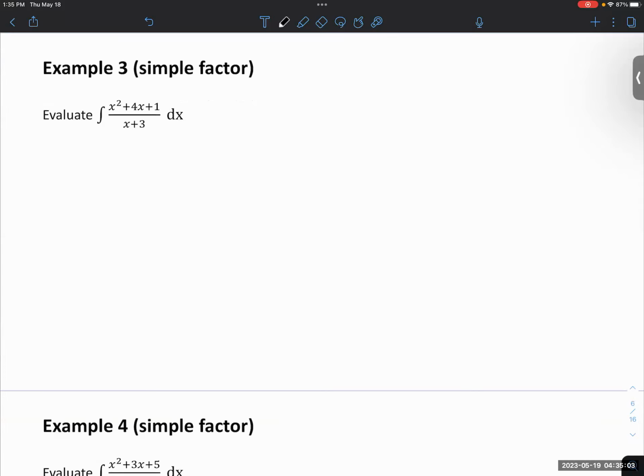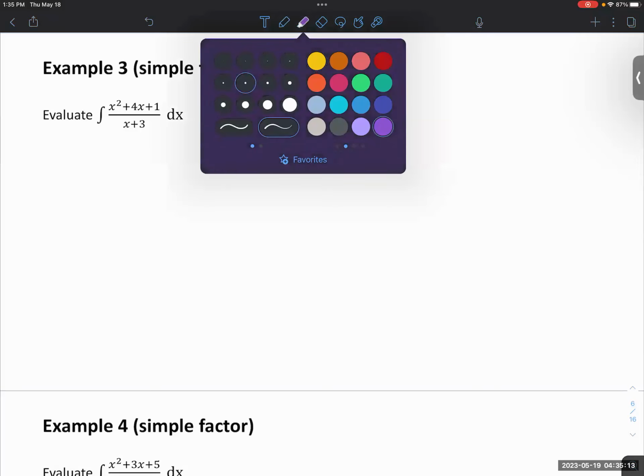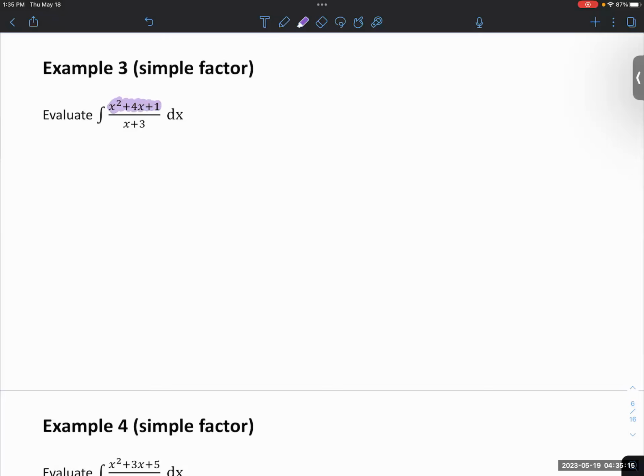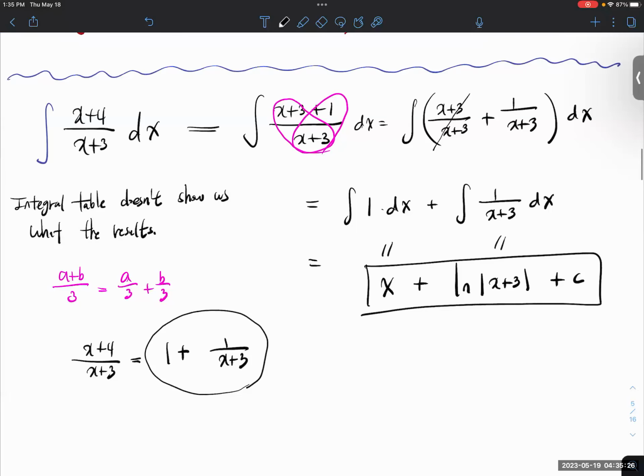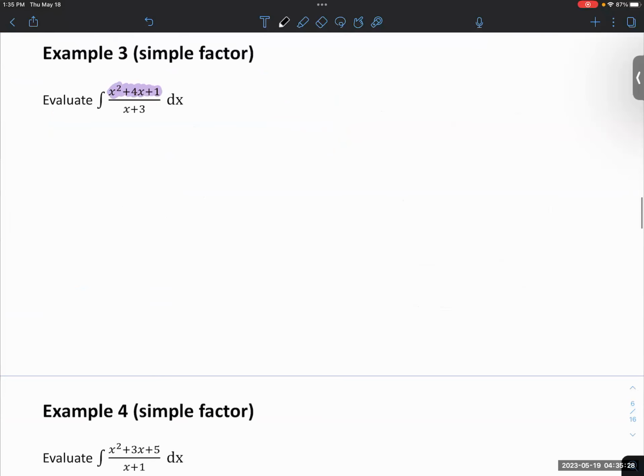Okay, so now I want the same kind of question. It's a fraction. I want to find the partial fraction of it. So what are you going to do? x squared plus 4x plus 1 over x plus 3. If the numerator is a little bit heavier, which means larger than the denominator when you plug in the same number, you can think about breaking it apart into two different fractions. So let's think about it.